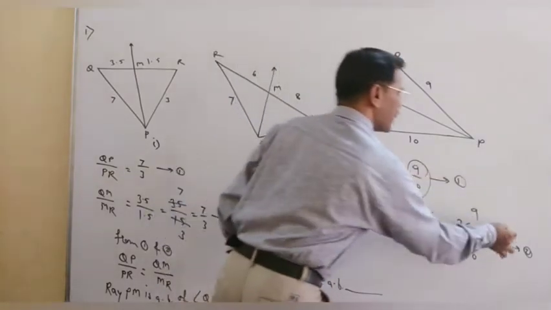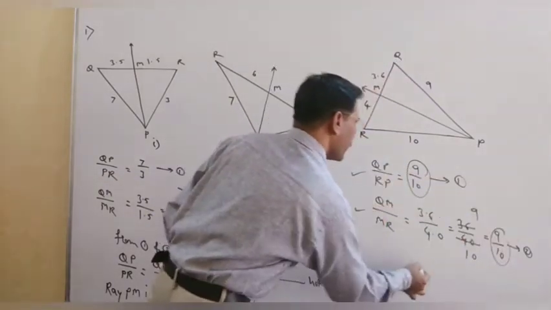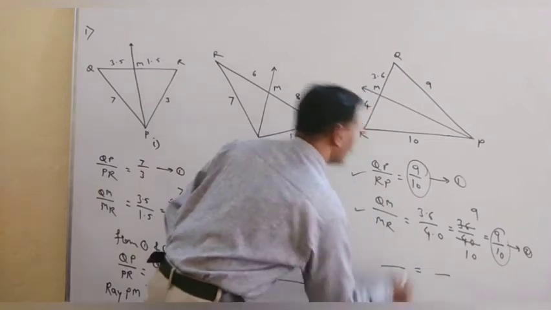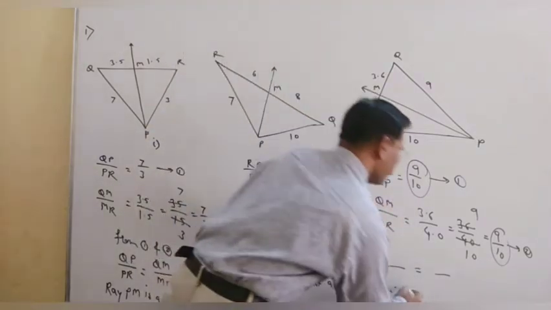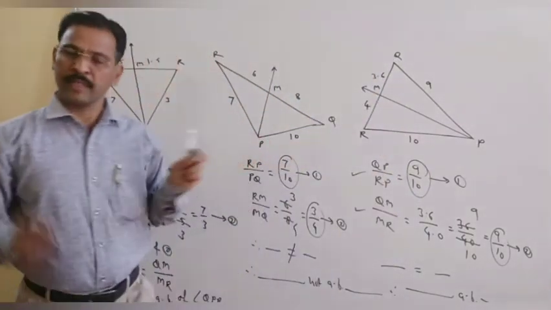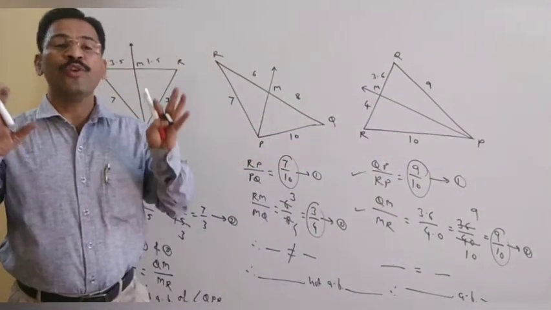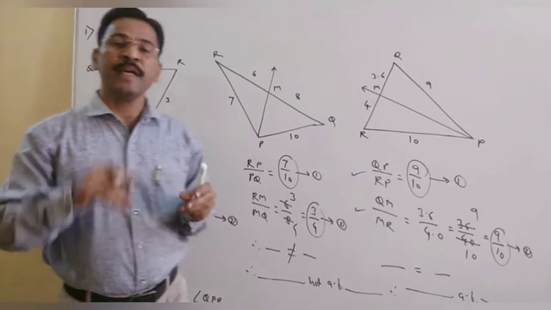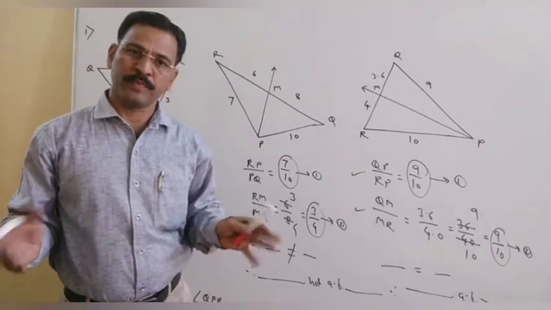Again both these are the same. That means these two are equal. Therefore this middle ray PM is the angle bisector of the given angle. Understand? Like this we have to verify whether the given ray is a bisector or not. Okay?